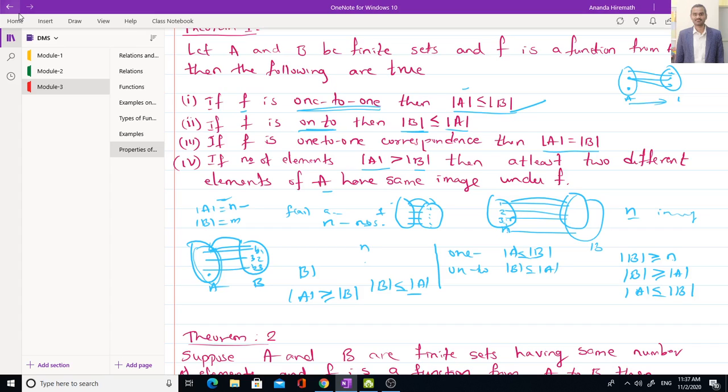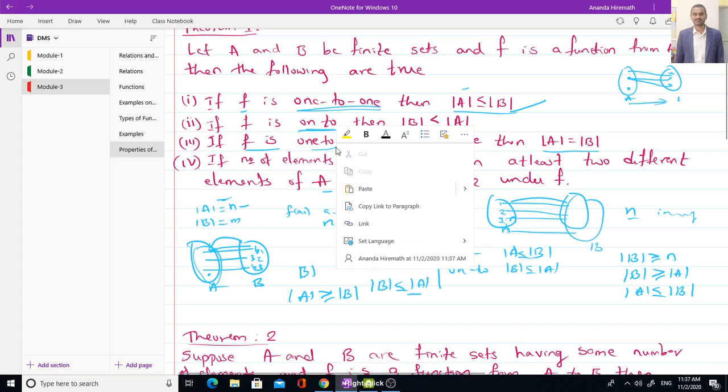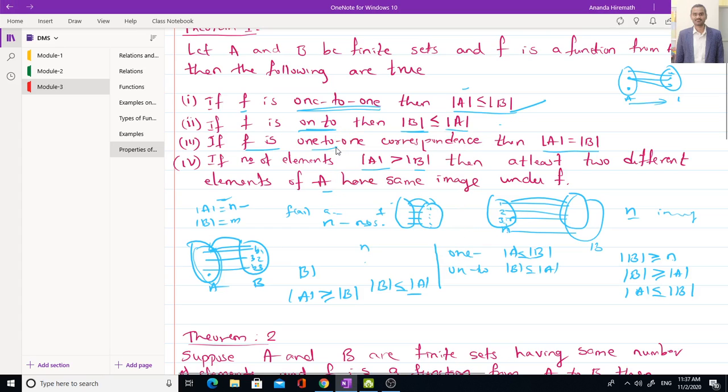Now the third result, if F is a 1 to 1 correspondence. What is 1 to 1 correspondence? It means that a function must be both 1 to 1 as well as onto. So what we can write is, we already have A less than or equal to B and B less than or equal to A. So when both are true simultaneously, there is only one possibility, that A must be equal to B, or I can say the number of elements in A is equal to the number of elements in B. So that proves the third result.